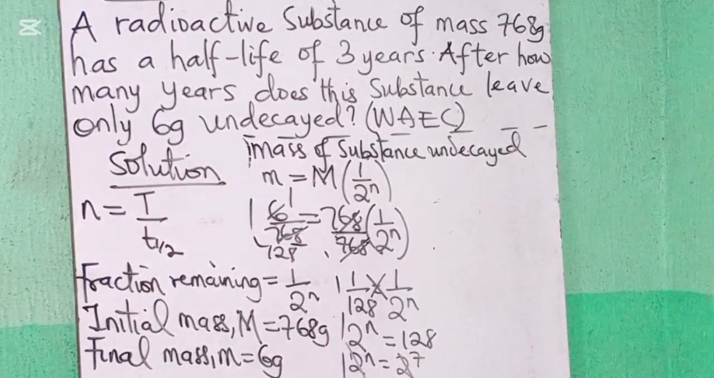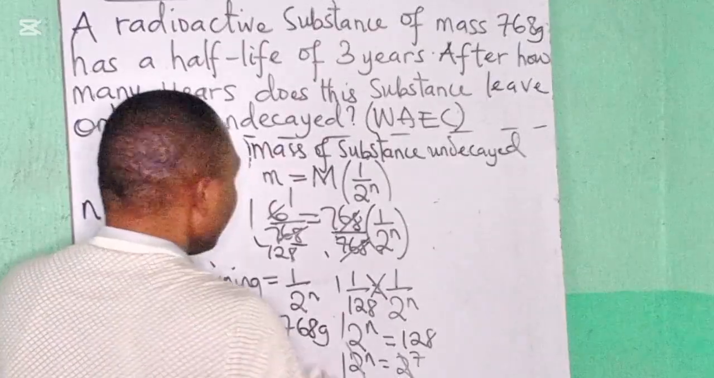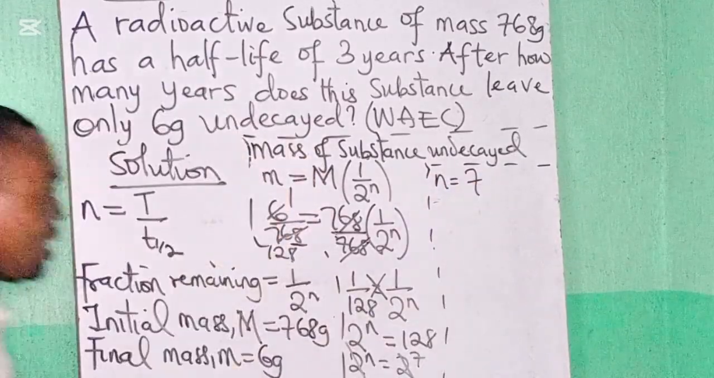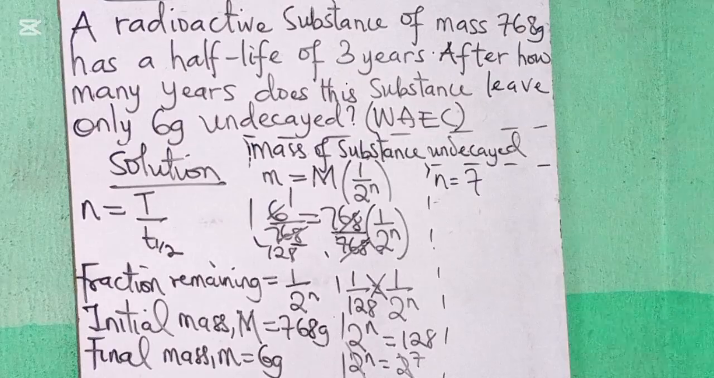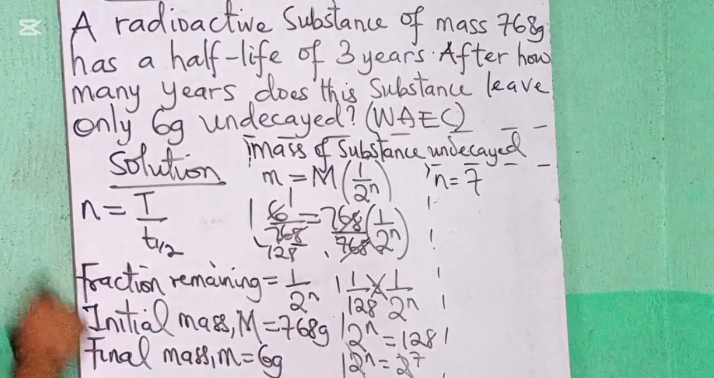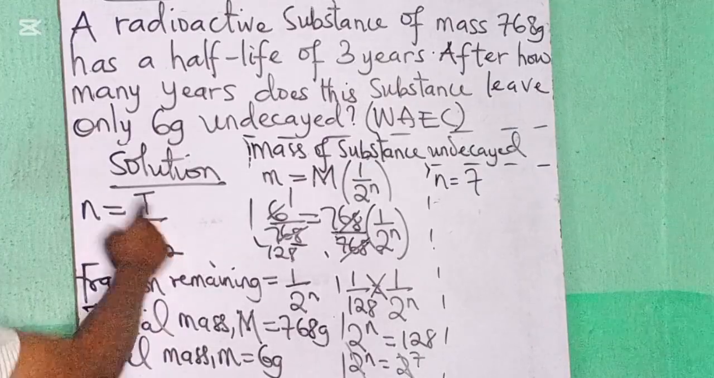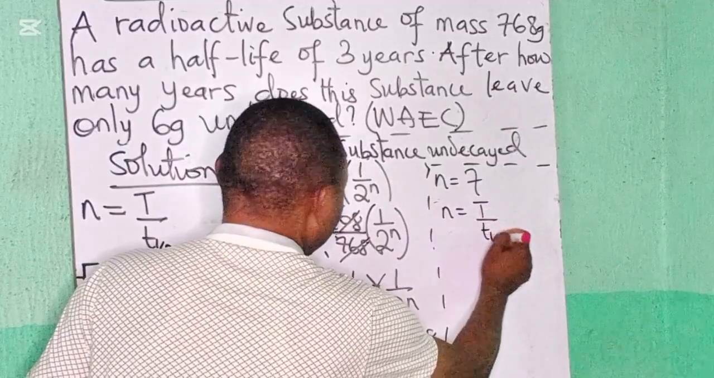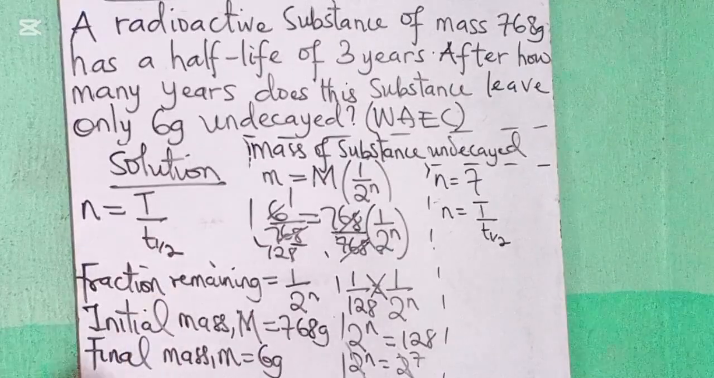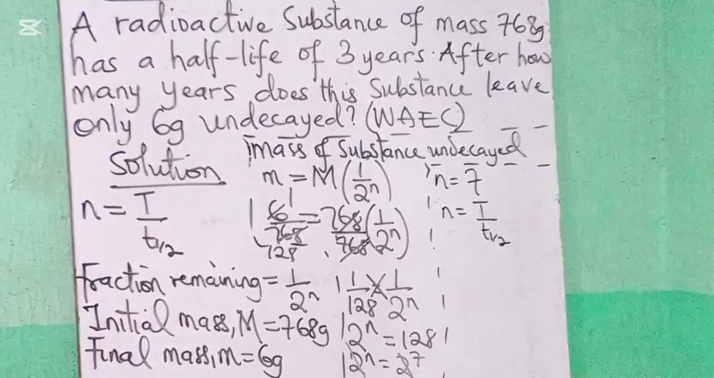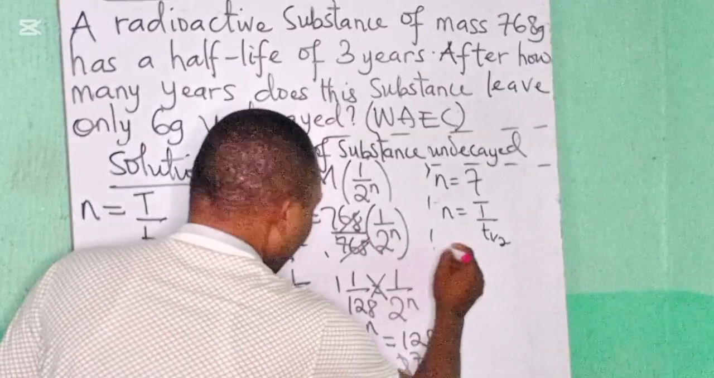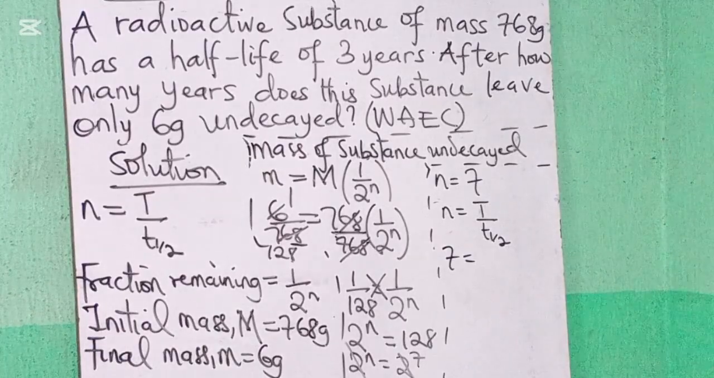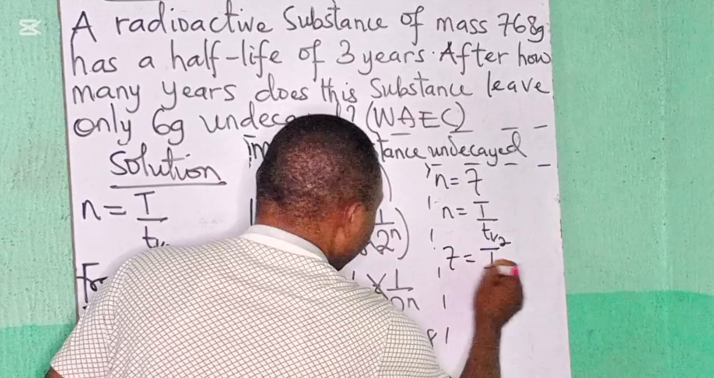So what is my n at the end of the day? From here, my n now is given to us as 7. So that is the number of half-lives of the radioactive substance. Now, having gotten our n, we can now use this to get the time. Is that clear? So from here, our n is equal to big T over the half-life. Our n, the number of half-lives of the radioactive substance, is equal to 7. So we are looking for the number of years that the substance remains undecayed. That's our big T. So this is our T, we are looking for it.